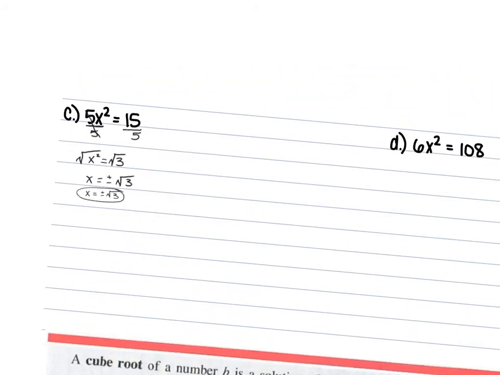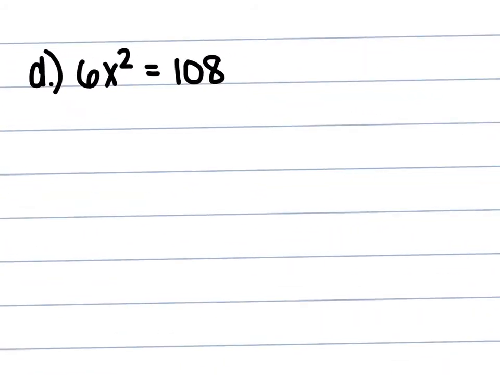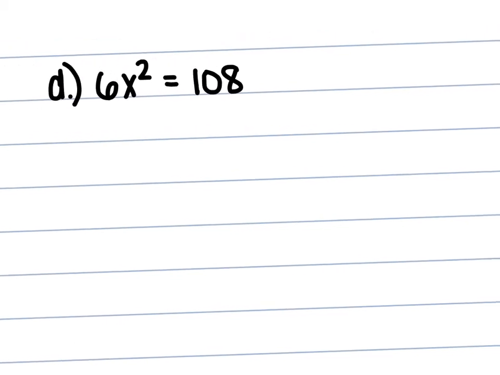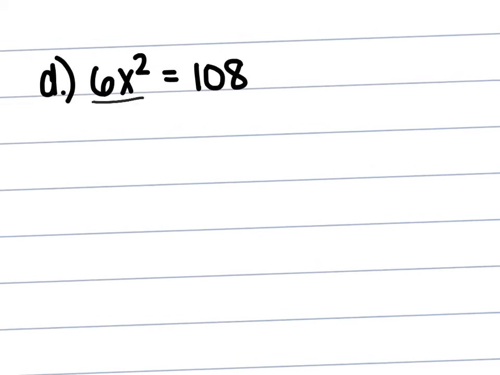All right, let's try one more. What do I do first? Divide by 6. And you may not know what 108 divided by 6 is off the top of your head, but take a minute. You can figure it out. I know you can. Okay, so we get x squared is equal to 18.